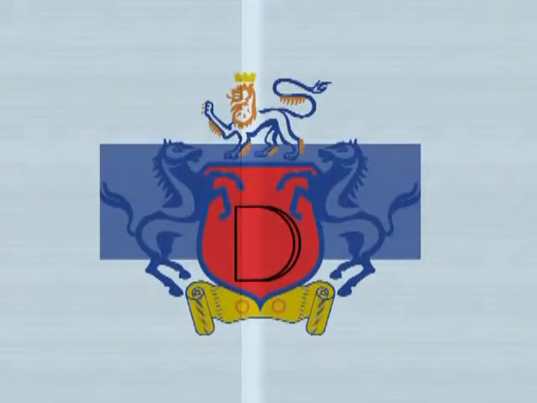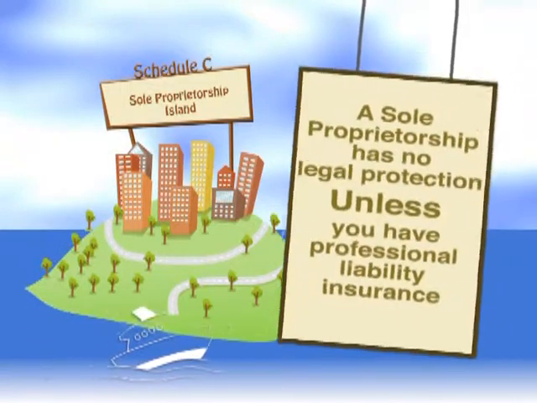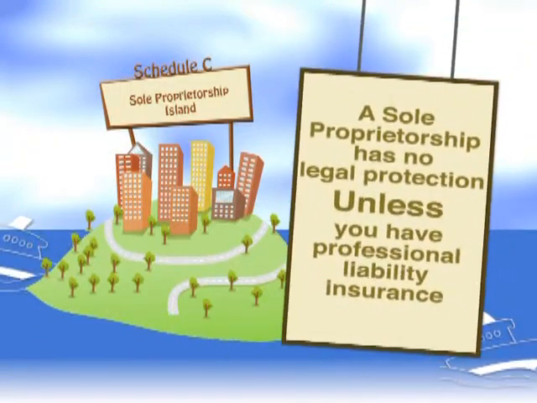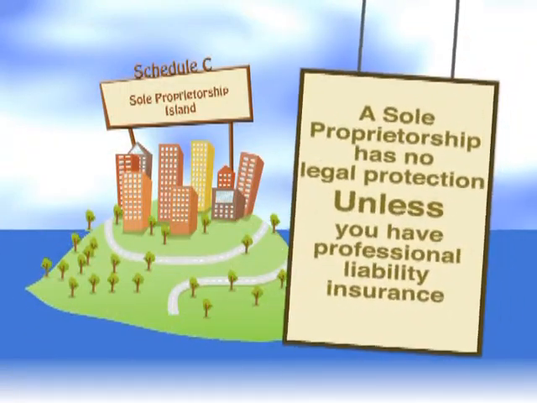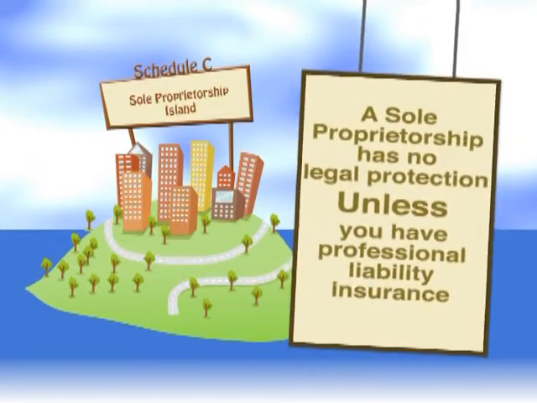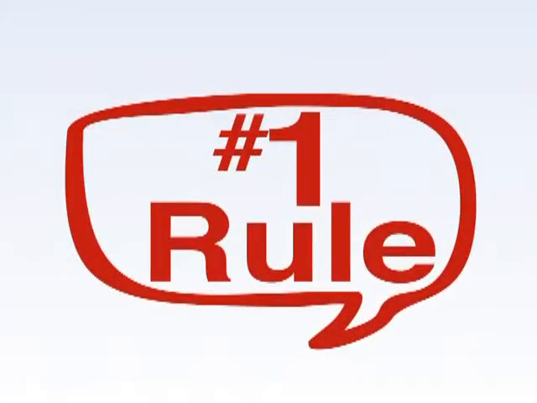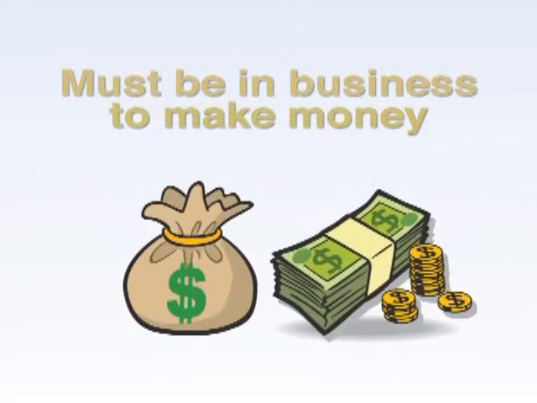Let's start with the simplest business structure available, the sole proprietorship. Think of this as a solitary island all by itself. The sole proprietorship has no real legal protection, with the exception of any professional liability insurance you may have. The first and most important rule is you must be in this business to make money.